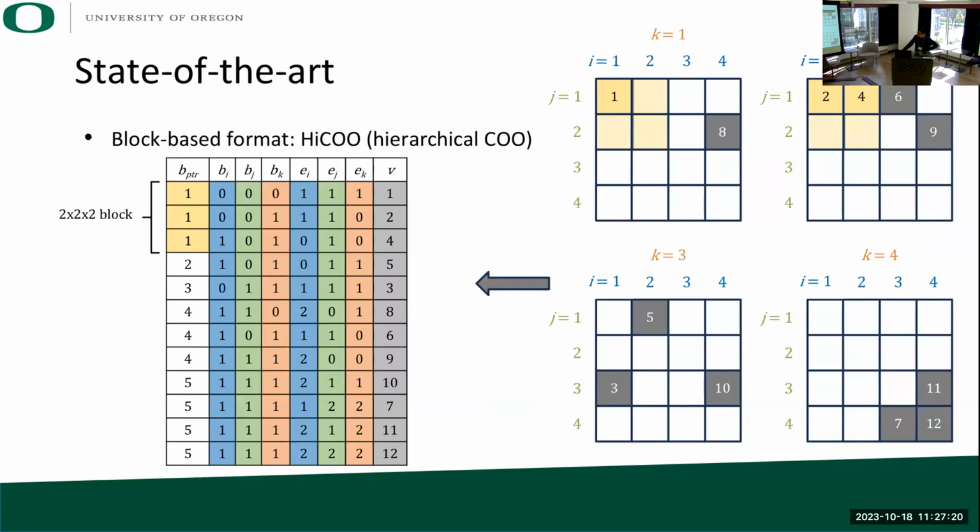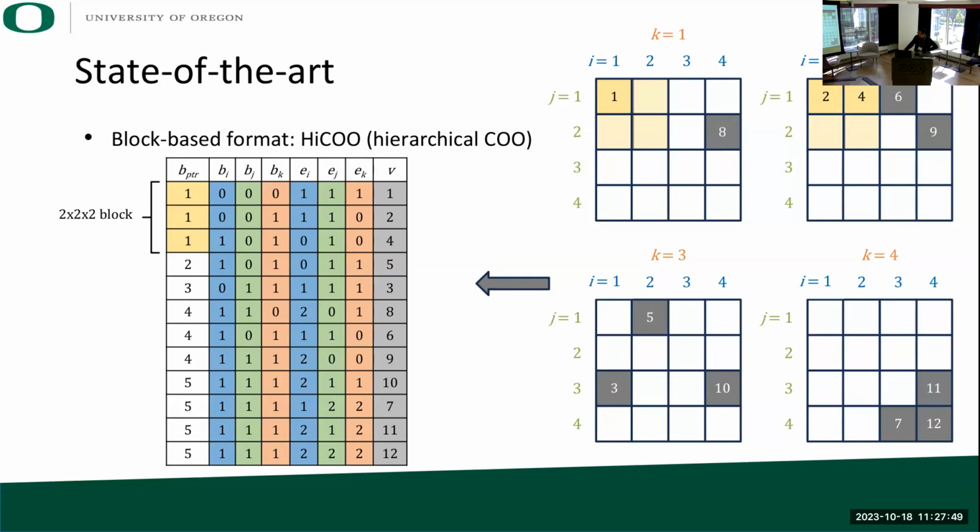An example of a block-based format is HiCOO, or hierarchical COO. Basically, you subdivide a tensor into smaller subtensors. And if you have smaller subtensors, you need fewer bits to represent the indices. So you achieve compression by reducing the number of bits required to store the indices. In this example, we have a 2 by 2 by 2 subtensor highlighted in yellow, and it has 3 non-zero elements. So the first block represents the first subtensor block, and then you can use just ones and zeros to represent the indices.